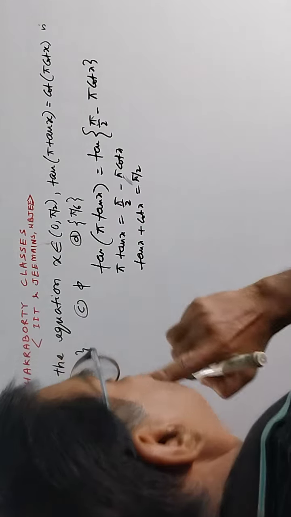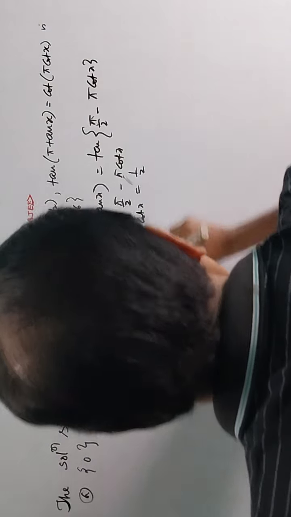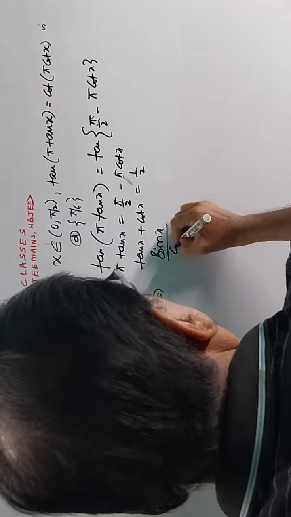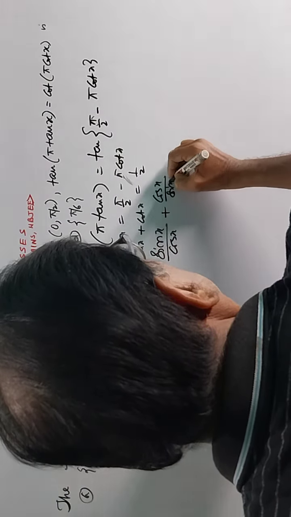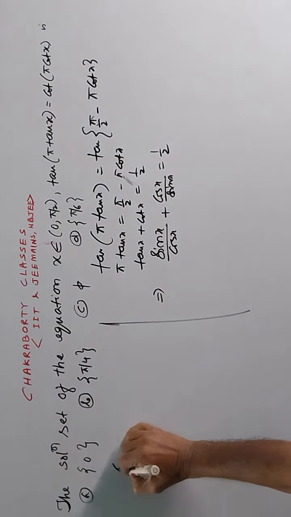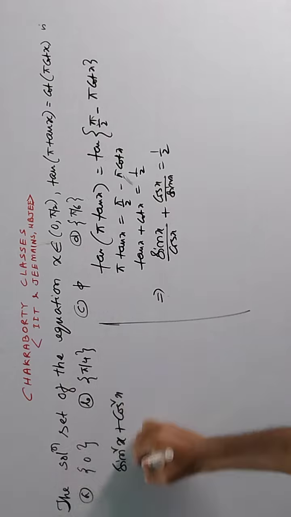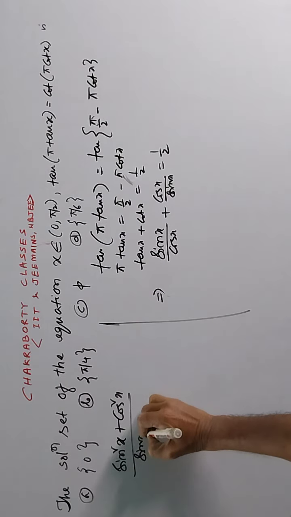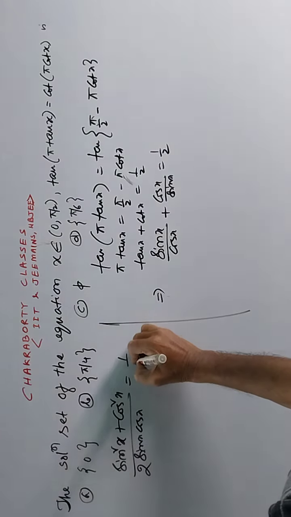Sorry, pi cancels, so it is 1 by 2. Now writing sin by cos, sin x by cos x plus cos x by sin x equals 1 by 2. Now simplify, you will have sin square x plus cos square x by sin x into cos x. Using the trigonometric identity, the numerator is 1, and sin x cos x is sin 2x by 2, so that is 1 by 4.